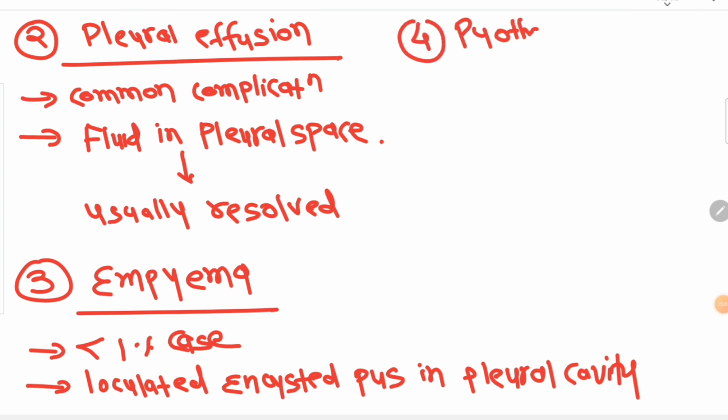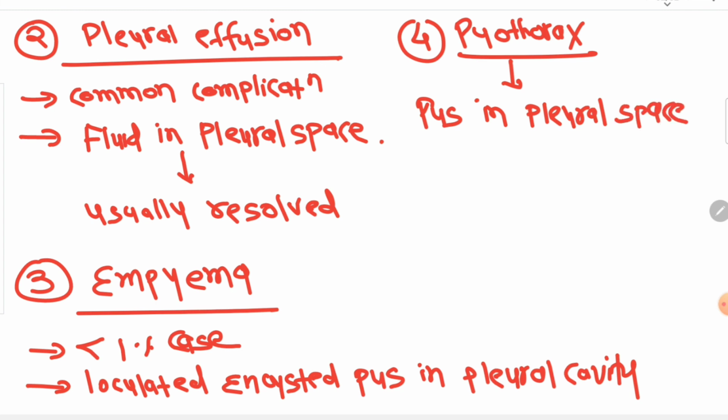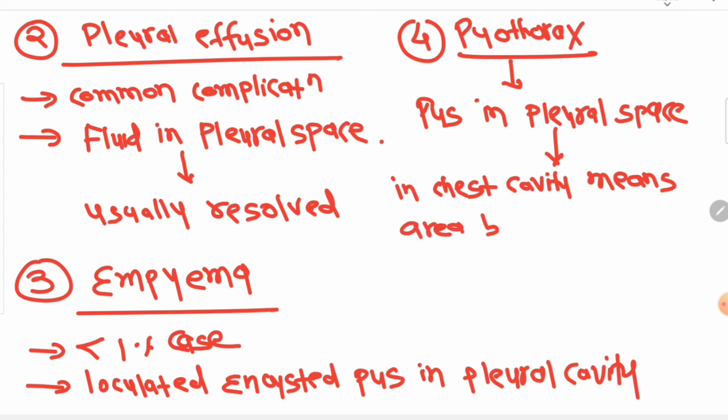The fourth complication, which is very dangerous, is pyothorax. Means pus in the pleural space. Means I want to say that there is pus in the chest cavity. Pyothorax means pus in the chest cavity, mainly seen in the area between lung and the inner wall of rib. So the pus is present in the chest cavity, in the area between the lungs and inner wall of rib.